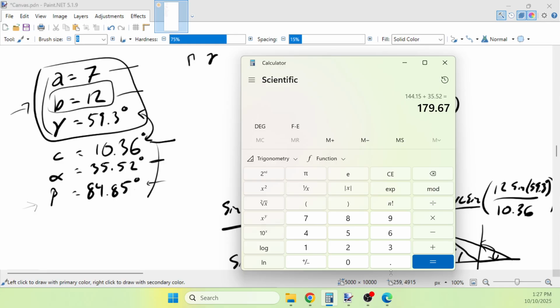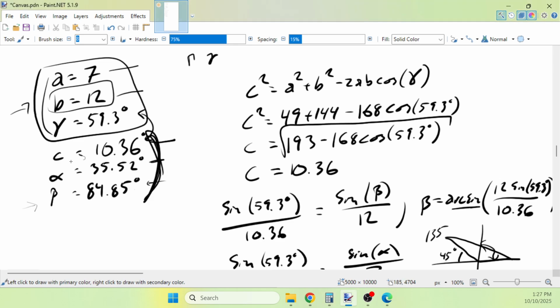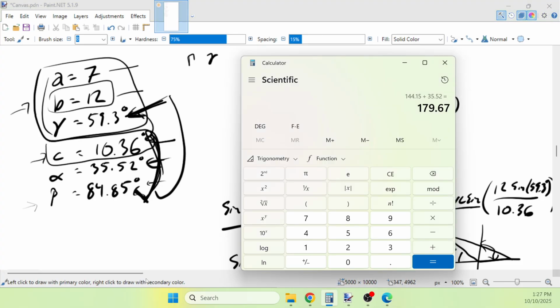Oh wait, no, that's close to 180. I think I added these wrong before. This is a side, not an angle. This is the angle. I needed to add this angle with the others. Okay, and that does come out to be 180, up to rounding. There's a little bit of rounding here, but yeah, that looks good actually. So this is a correct solution. The angles add up to 180.